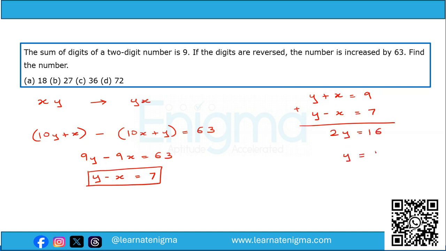Therefore y is equal to 8. Therefore we can say that x is equal to 1. Now we had assumed the original number to be xy. So therefore the answer will be 18, option A.